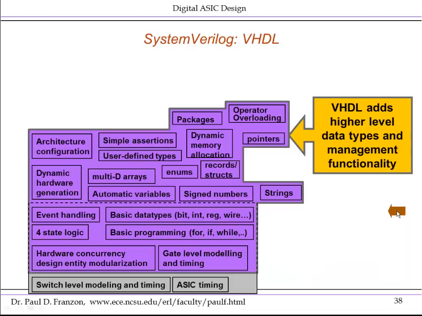At the same time, there was another language, which we've talked about in the introductory notes, called VHDL. VHDL, even at the same time, had other features in it that Verilog did not, such as strings, multi-dimensional arrays, languages that support assertions, and so on.